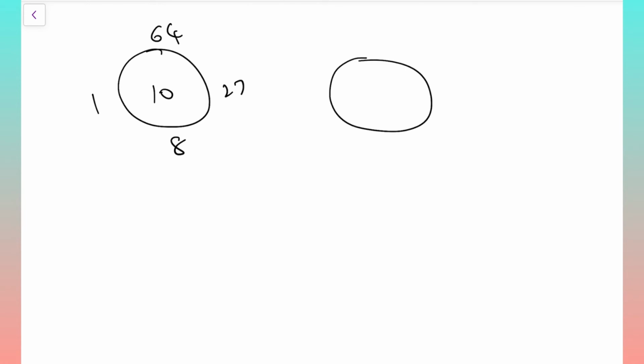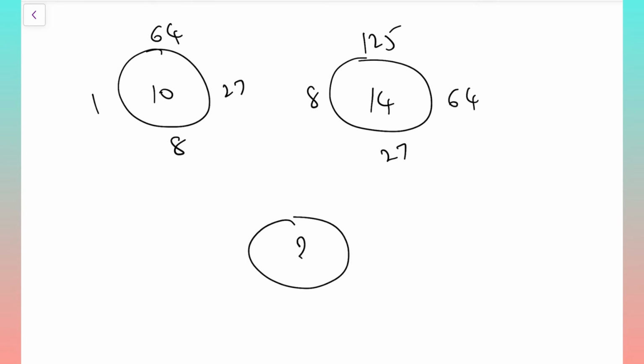Okay, next question. Here 10, 64, 8, 27, 1. Next 14, 125, 64, 27, 8. And third figure is, what will come in the question mark? If the outside numbers are 216, 125, 64 and 27.